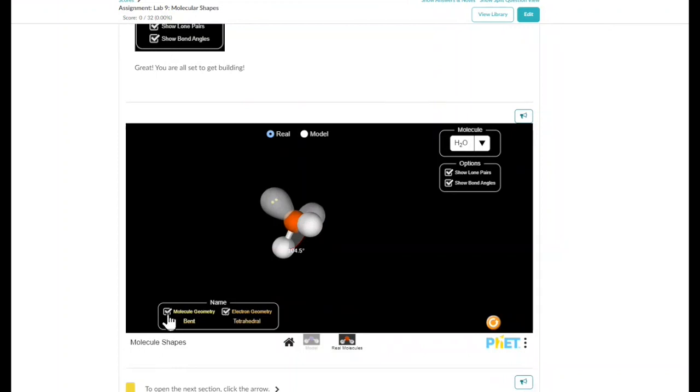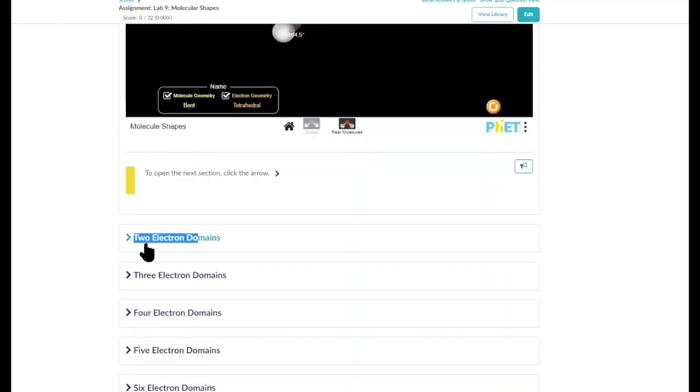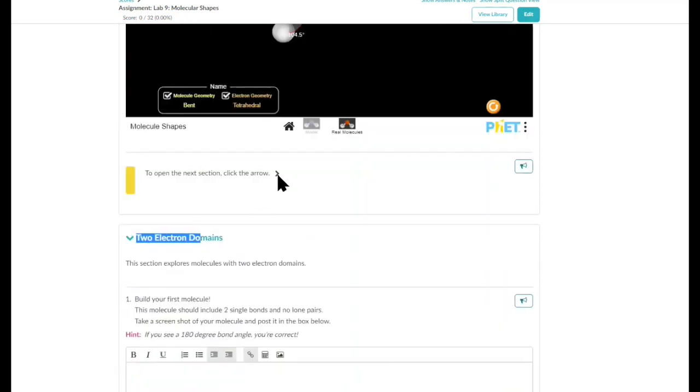It shows you molecular geometry and electron geometry, so you can see the difference between those two. And you can show the bond angles, show the lone pairs, everything. So it's very useful.